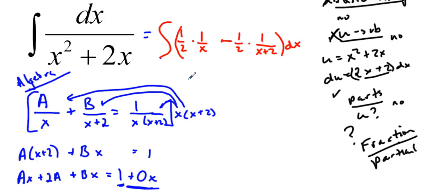By doing this, now I can simply take this 1/2 and take the integral of each one of these separate expressions. The integral of 1/2 times 1 over x is going to be 1/2 natural log of x, minus 1/2 natural log of x plus 2, plus c for my final answer.